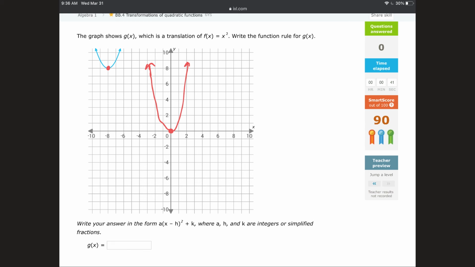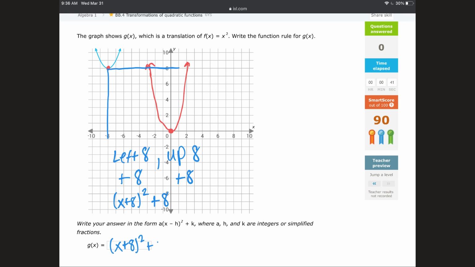Well, we went left, and I'm just going to draw a line straight down here. We went left 8. Okay, so we went left 8. And then we went up, draw a line here, up 8. Left 8 and up 8. So left 8 means plus 8, up 8 means plus 8. But the left is in the parentheses, plus 8, and the plus 8 at the end is from going up. So we should have x plus 8 quantity squared plus 8. So 8 units left, 8 units up, and we are done.